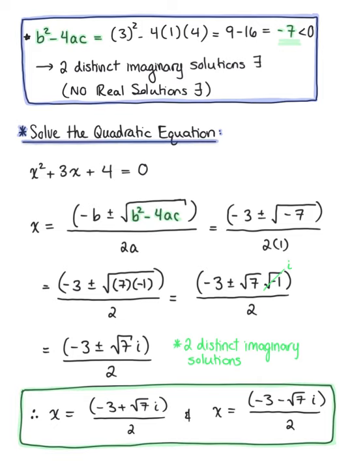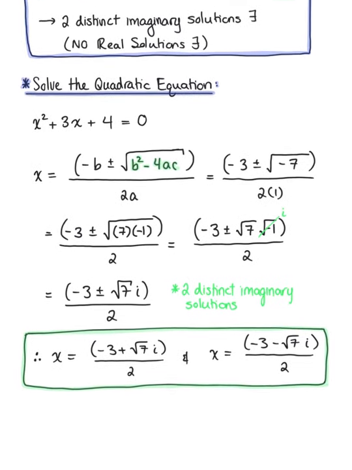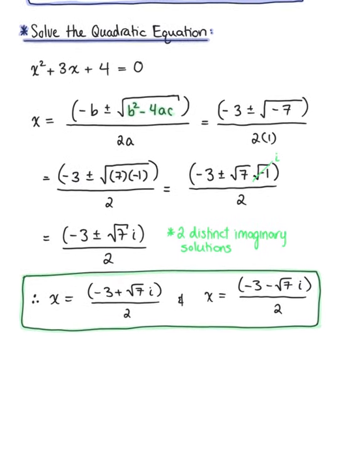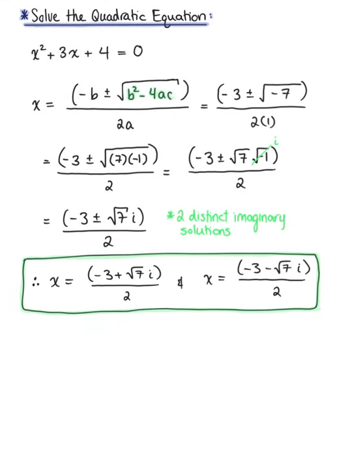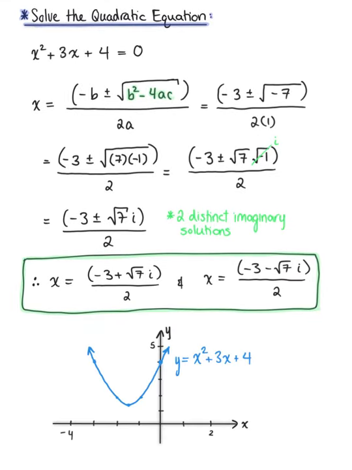And to verify that no real solutions exist, let's think about this graphically. So we can see from this graph that the graph of the quadratic equation never crosses the x-axis, confirming the conclusions of our discriminant.